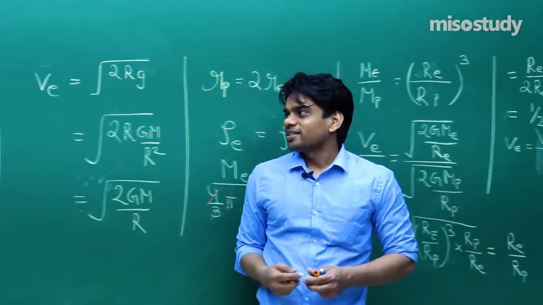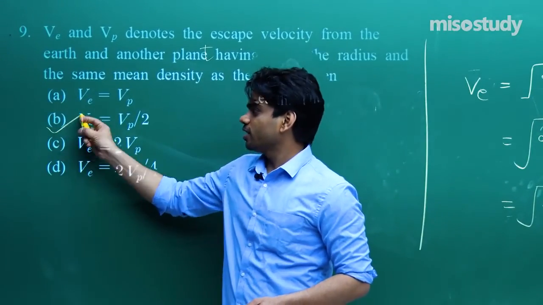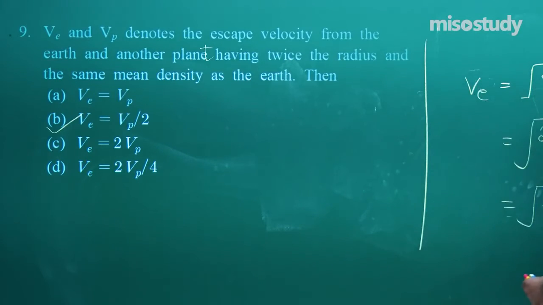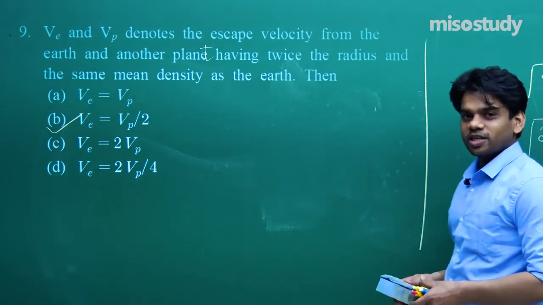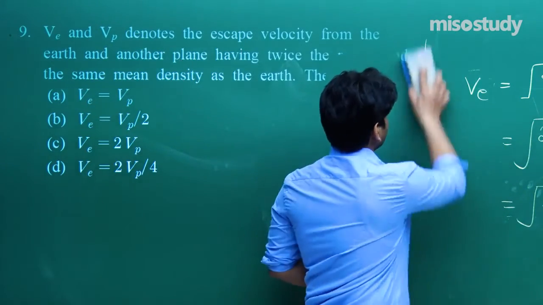Let's check which option matches. VE equals Vp by 2, option number B clearly matches the right response. This is how you can solve such problems with quite ease if you know the basic formulae. Let's go ahead with the next question.